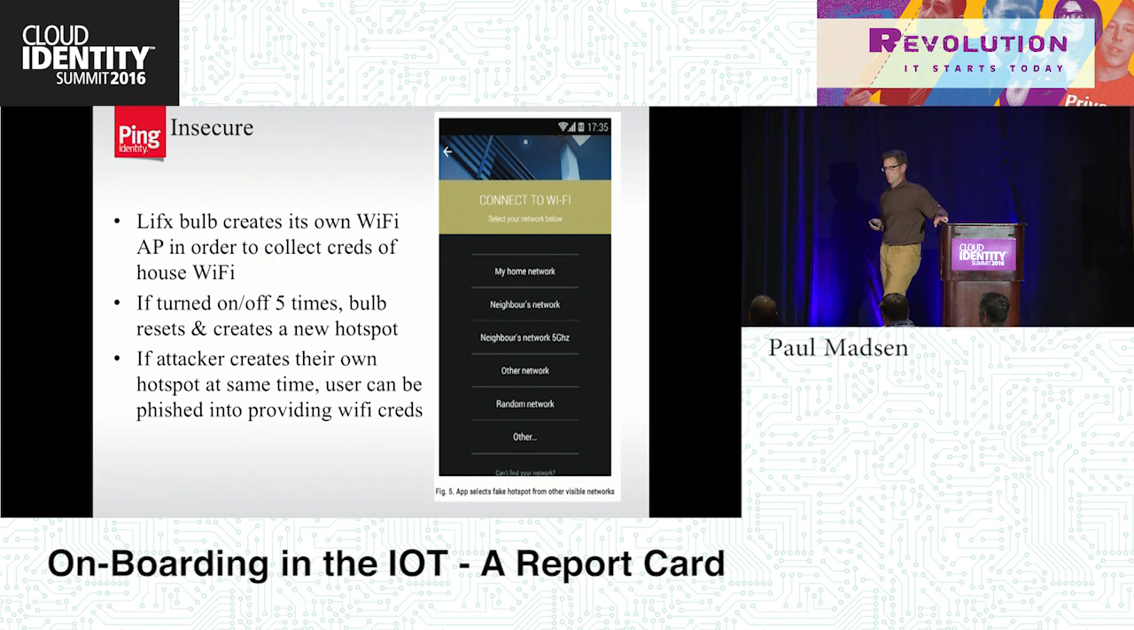These light bulbs could be tricked into turning on that initial hotspot, and if an attacker was able to be in sufficient or reasonable proximity, they can intervene in that process, inject themselves into that process, phish the homeowner when the homeowner presents the actual Wi-Fi credentials, and they're on the network.